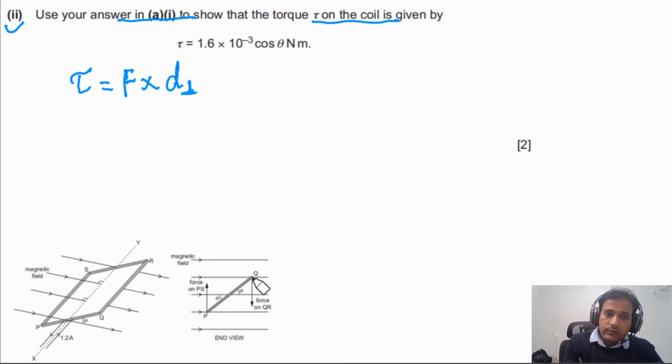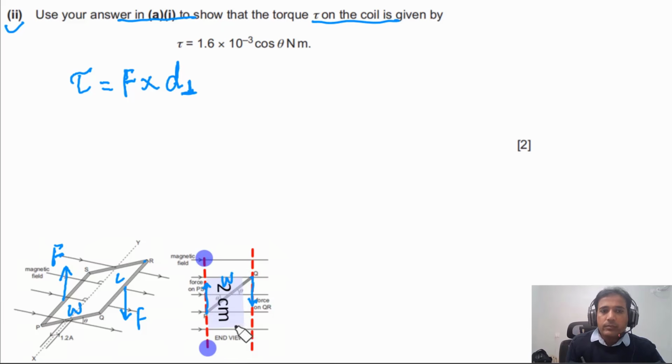If you look at this, here we have two forces acting on two sides. One force is acting down, another force is acting up. So you need to be clear about this. This is F, this is also F. We have already said this one is L, so we can say this side is W. And what is the perpendicular distance? If I draw the line of action of forces, you can also extend this for better understanding.